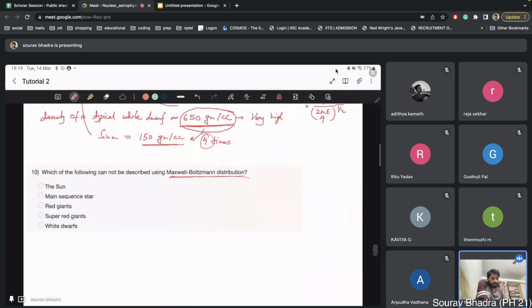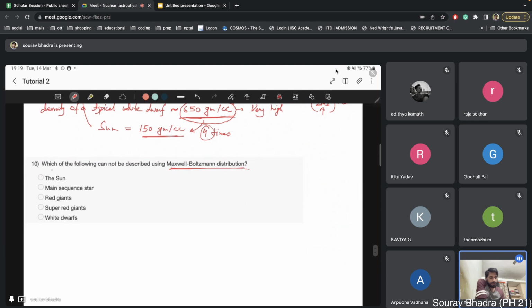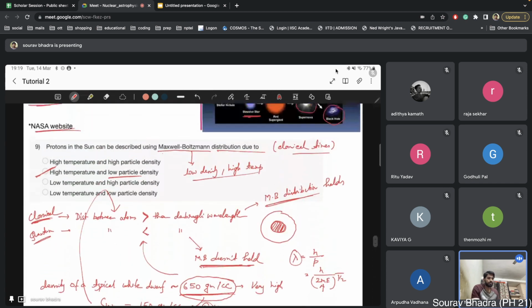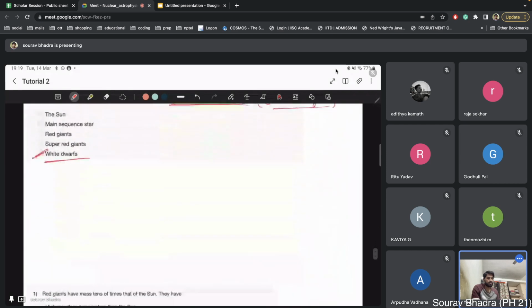And similarly, question number 10 asks which of the following cannot be described using the Maxwell-Boltzmann distribution. That means which object is in the quantum regime. I told you that white dwarfs are in this regime and cannot be explained by the Maxwell-Boltzmann distribution. So that's why I take these two questions together, and that was the answer.